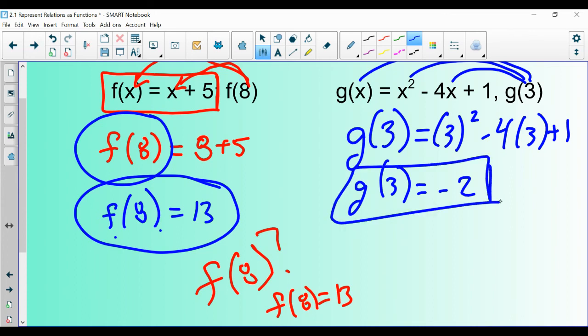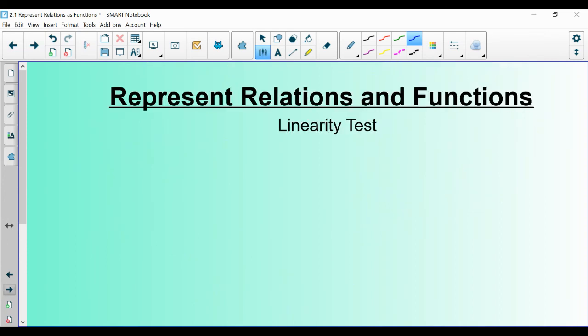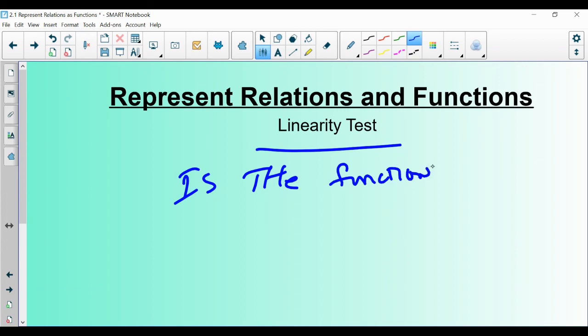Remember what this is stating. I plugged 3 in for x in g. Okay, I plugged 3 into the equation, and what I got out was negative 2. I believe this is the last topic of this section, is the function linear?